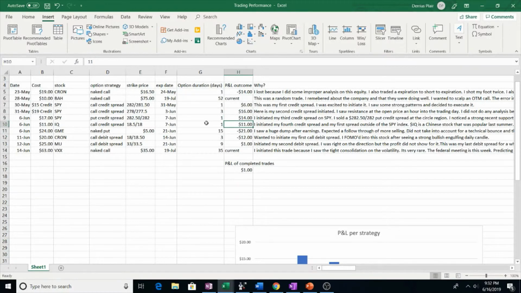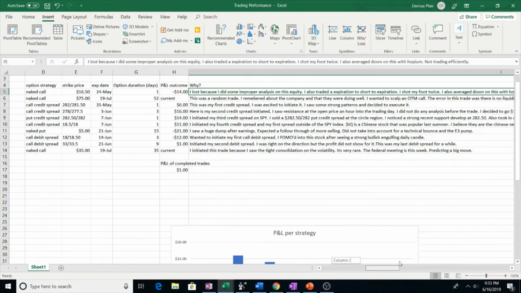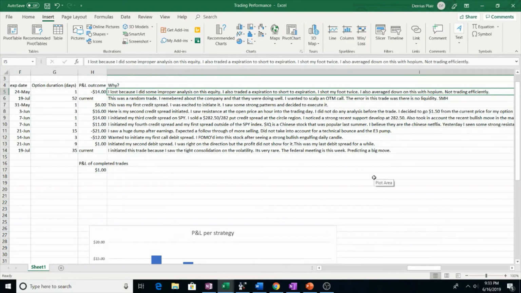Four for four for the credit spreads. As soon as I went with the naked put, I lost $21 and took off two of my winning credit spreads. Then I did another directional play, a debit spread, lost on that, took more from my wins on my credit spreads, and lastly won $1 off my Micron. You see, even on the two losses, there's a pretty short time frame. They could have been longer out, at least 30 days out.